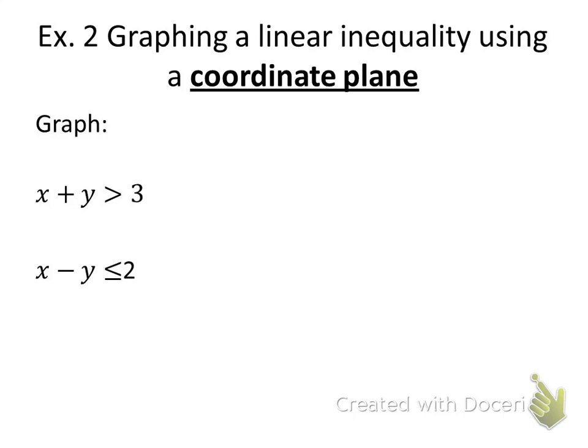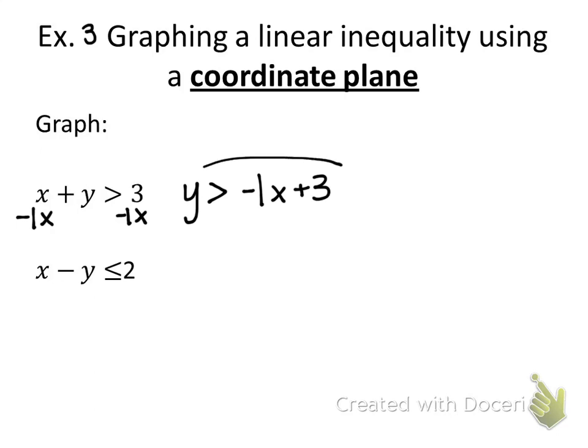These are just like graphing a regular equation. In order to graph that equation, it's got to be in y equals mx plus b form. Even if there's an inequality sign, I leave it just like it is, and I would do y is greater than or equal to mx plus b. So I've got to get y by itself, so I have to subtract 1x first, and I get y is greater than -1x plus 3.